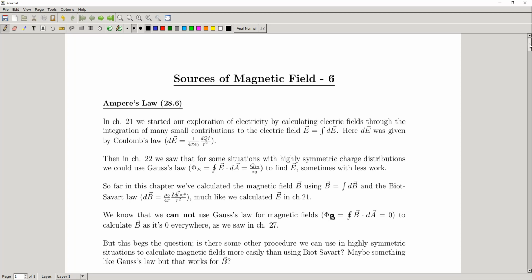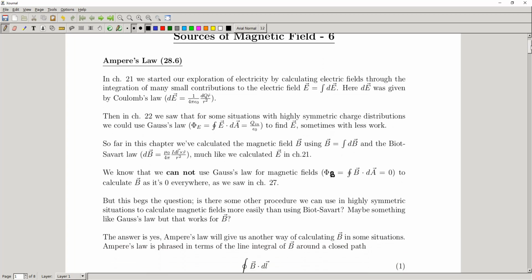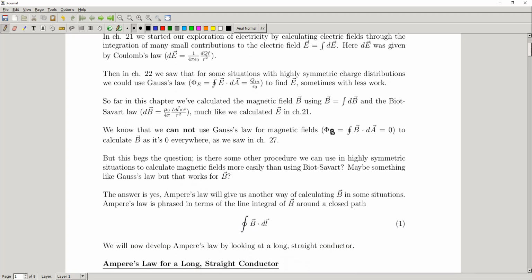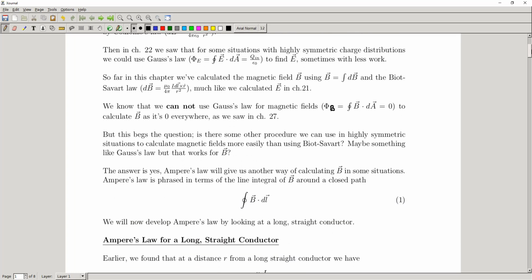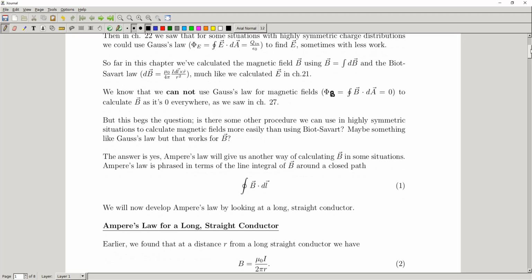So this kind of leaves us with a question, right? The question is, is there some other procedure or some other equation that we can use to calculate magnetic fields more easily than using the Biot-Savart law? Something maybe like Gauss's law, but that's going to work for magnetic fields?